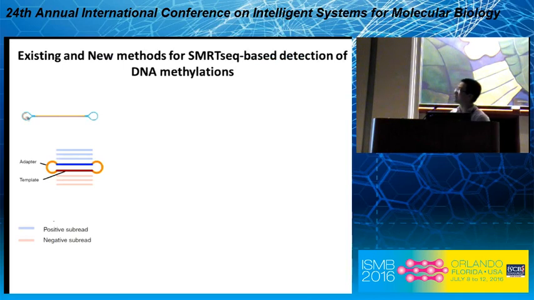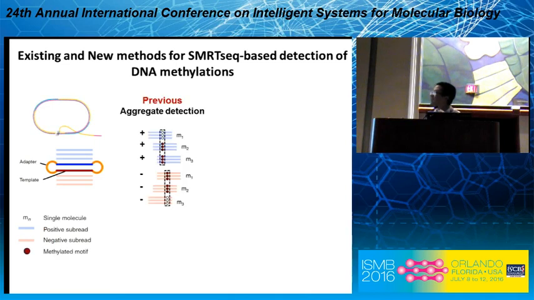A little background is that in SMRT sequencing, each double-strand DNA is sequenced by the DNA polymerase. And there are two adapters on the two ends, so you can sequence the first strand and second strand again and again and again. This is the way that we can generate multiple subreads, for the positive strand and also the negative strand.